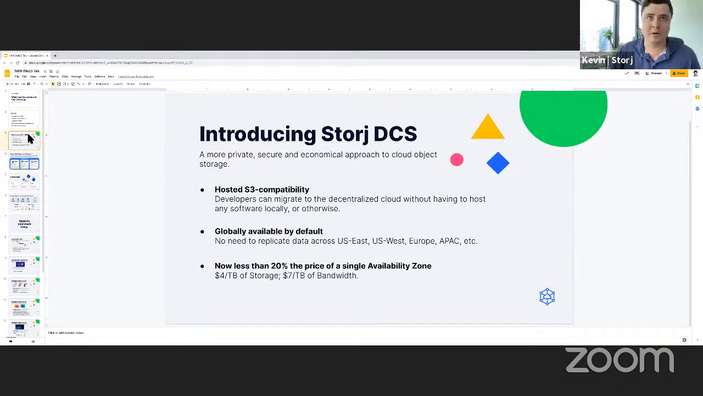But critically, you don't have to worry about replications. So you don't have to replicate your data from, say, US East to US West to Europe, to the APAC region, to South America, to Africa, et cetera. Data is encrypted client side, broken up into redundant erasure coded pieces, and then distributed across the globe by default. So when you call that file, you're calling all these parallel streams that are just streaming the closest data to you. And then we talked about the new pricing as well.